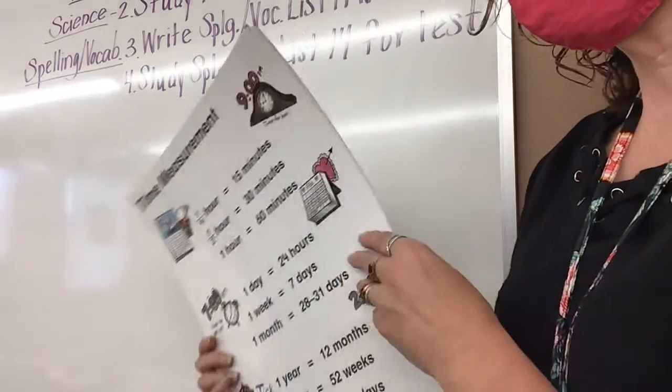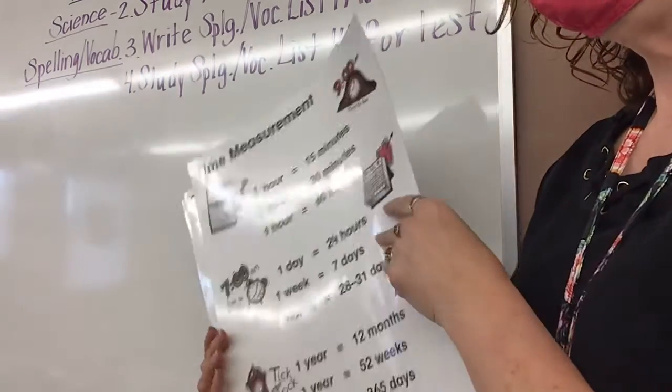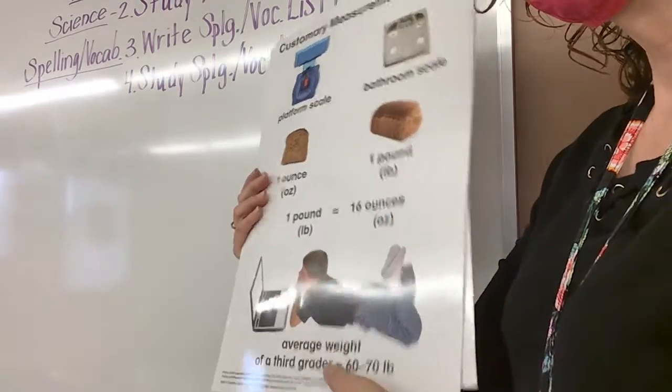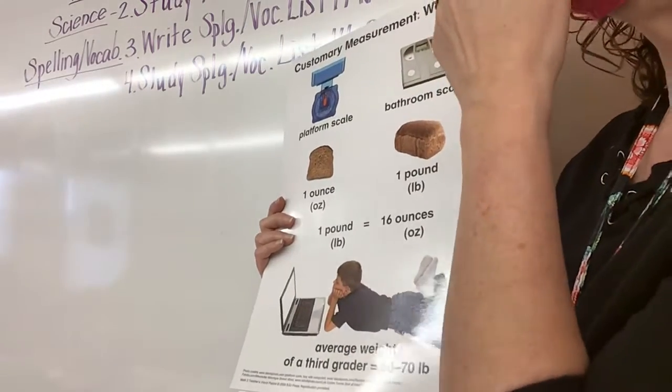All eyes should be on these charts. They're not written on your hands, so look up here. Now, I will give you a tally for disobeying me.